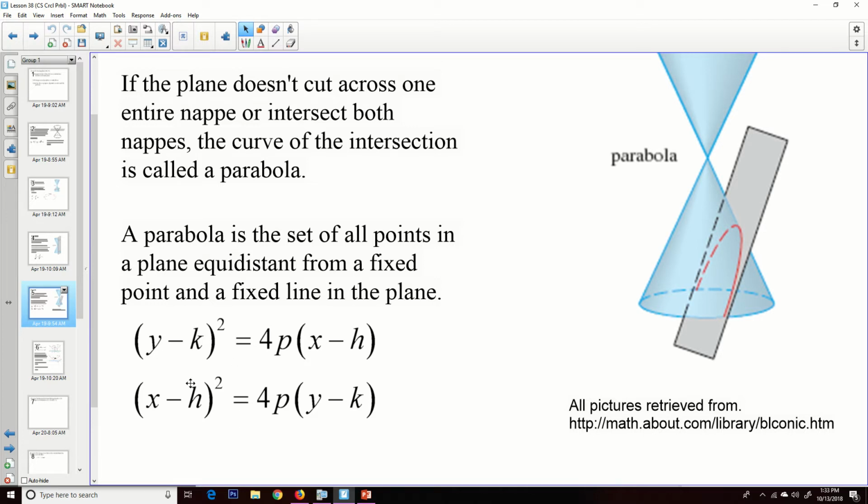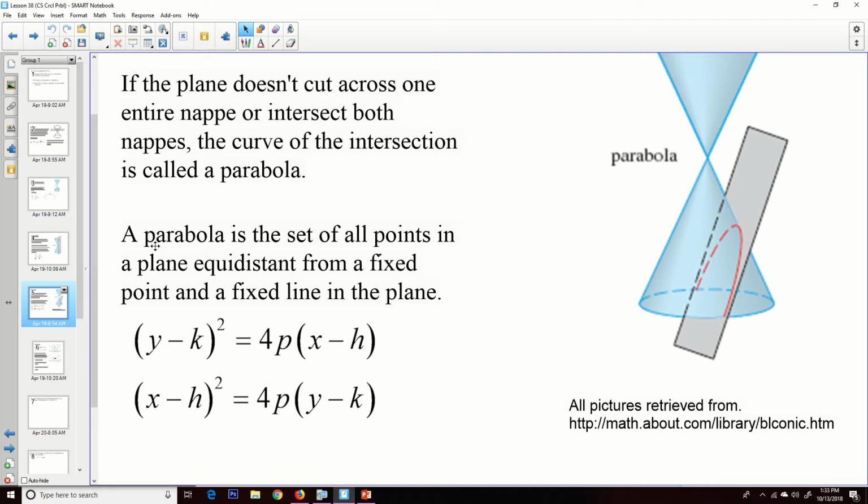There's two equations, one for a left-right opening parabola, (y minus k) squared equals 4p times (x minus h), and the h and the k in this particular instance is going to be what we call the vertex. And then an up-down opening parabola will be (x minus h) quantity squared equals 4p times the quantity (y minus k).